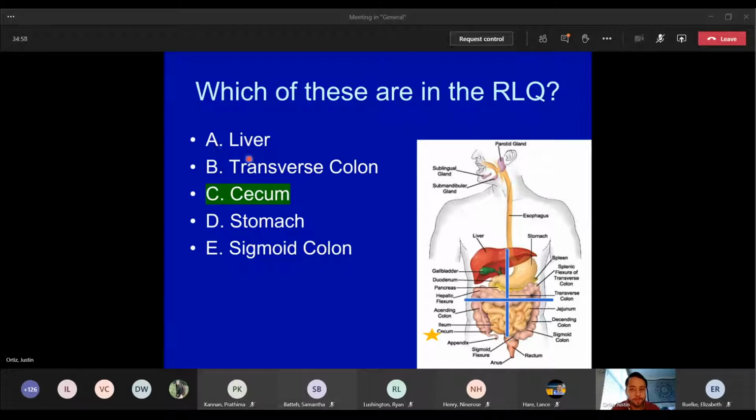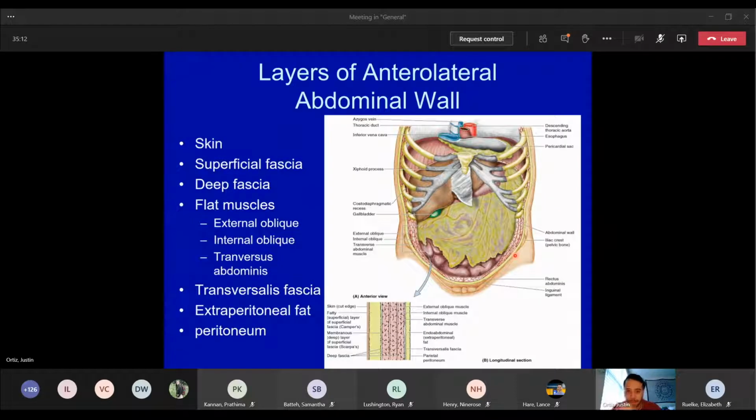The liver we know is associated with the top right. This is the right upper quadrant. Transverse colon gets both of the tops, so the right side of it gets the right side, and the left side gets the left side, obviously. Stomach is mostly on the top left, and we talked about the sigmoid. So yes, really good job with those.